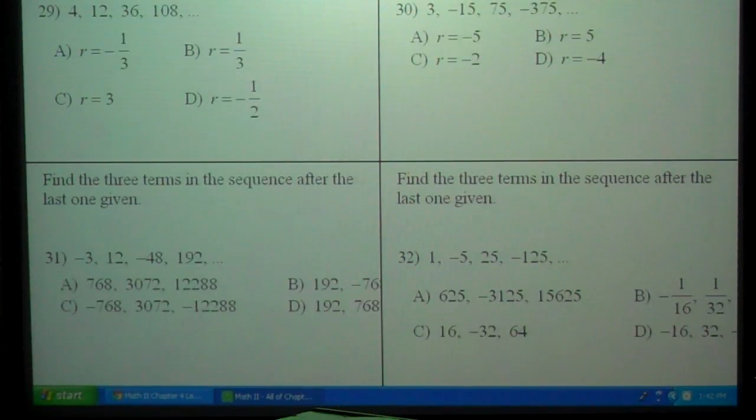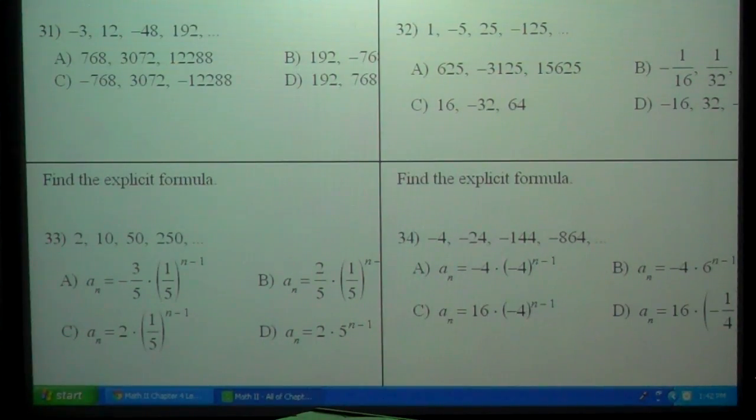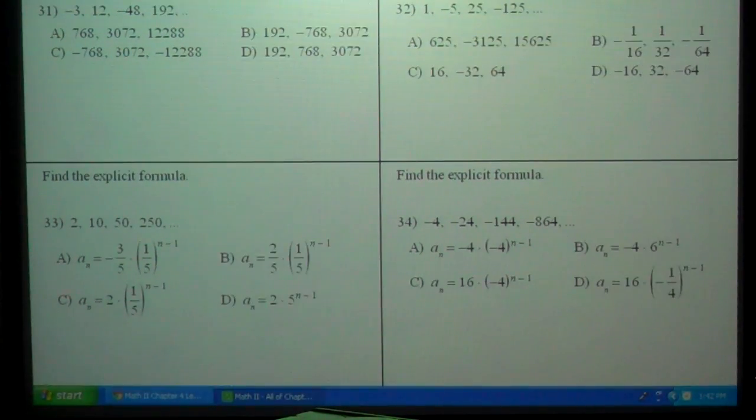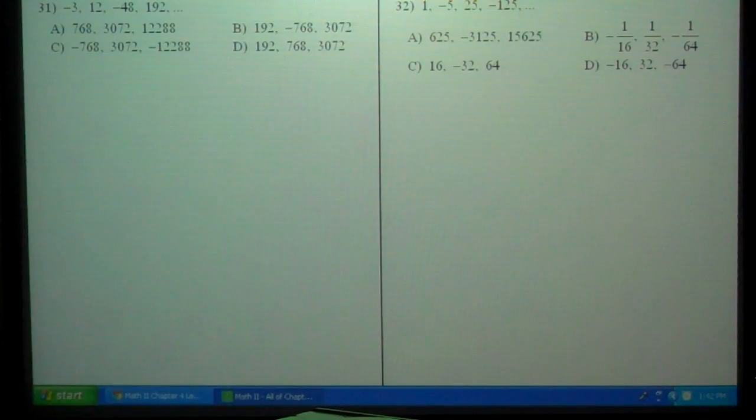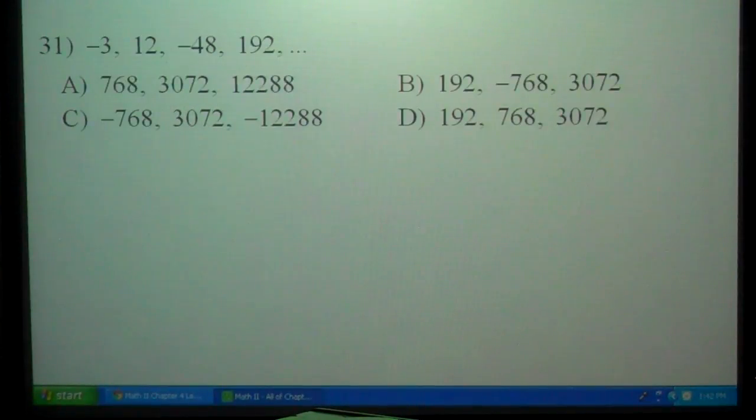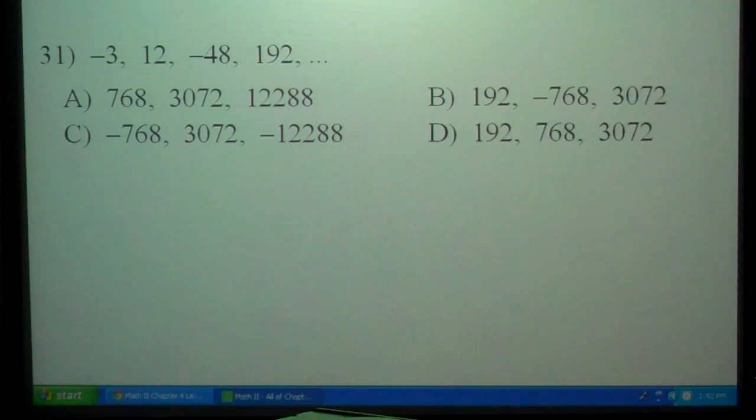Moving right along, 31. Let's just go 2 up. I might have to go 1 up for these. There we go. Find the 3 terms in the sequence after the given one. So you're going along, you got negative 3, 12, negative 48, 192. Then what are the next 3 terms? Pause. Here comes your answers. Answer is C.